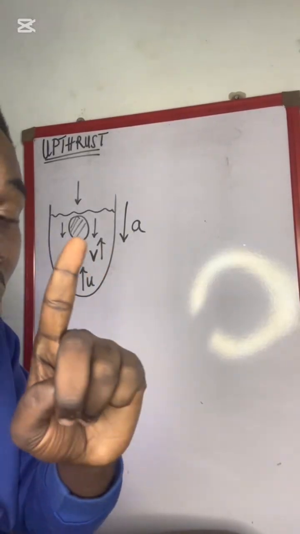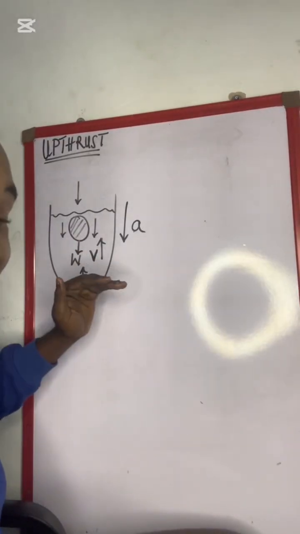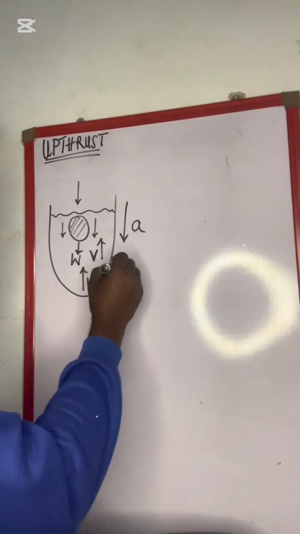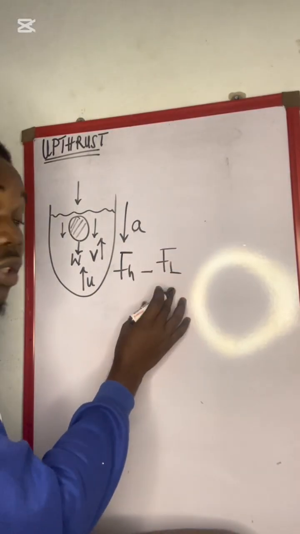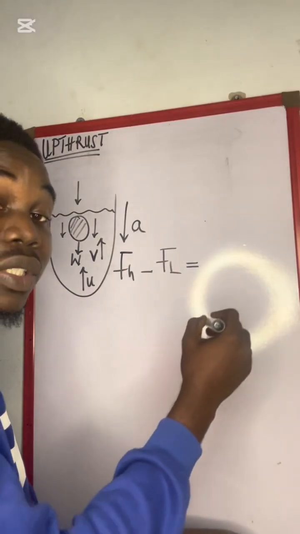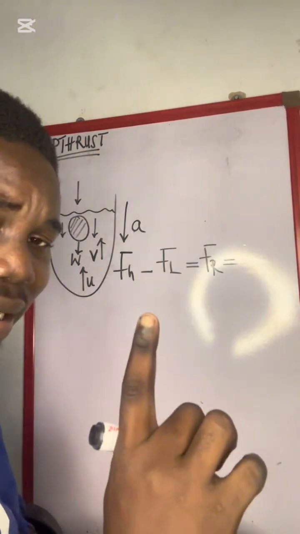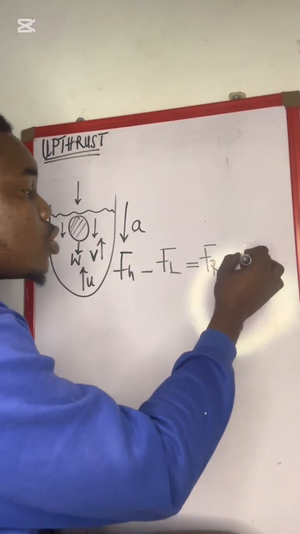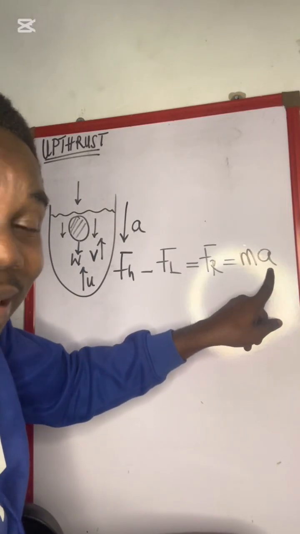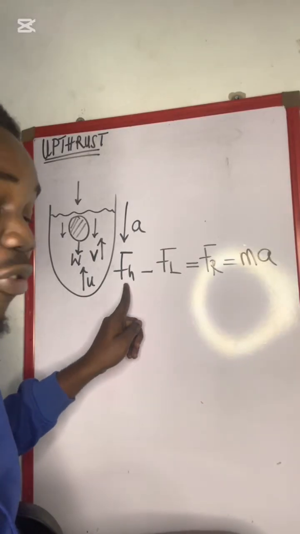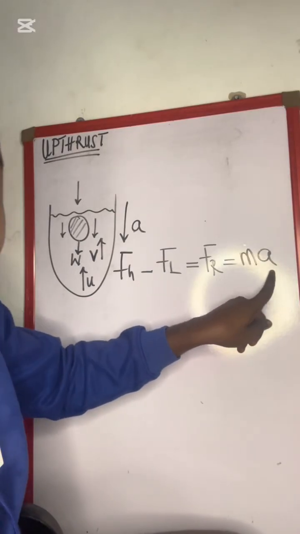How do we bring out the formula for objects that are moving for their total force? Remember, because it is moving, we say the higher force minus the lower force must be equal to the resultant force. Take note, resultant force, according to Newton's second law of motion, is equal to ma, where m stands for mass and a stands for acceleration. Higher force minus lower force must be equal to resultant force, which is ma.